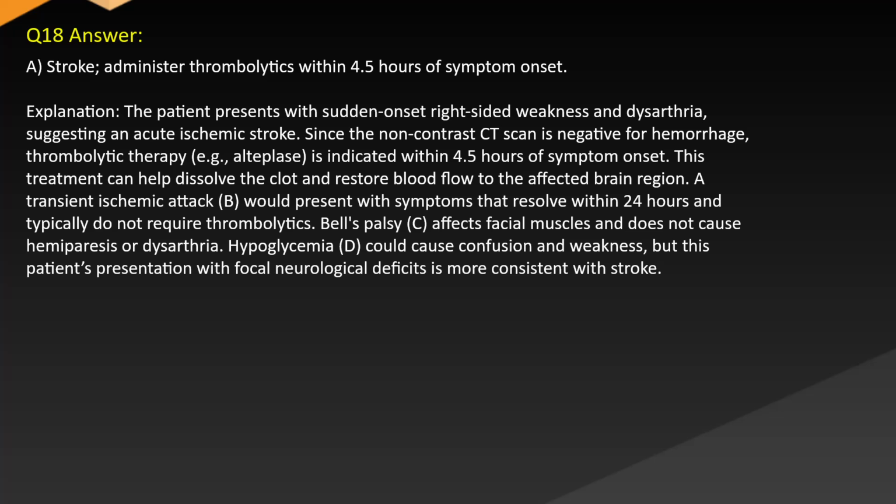A transient ischemic attack, B, would present with symptoms that resolve within 24 hours and typically do not require thrombolytics. Bell's palsy, C, affects facial muscles and does not cause hemiparesis or dysarthria. Hypoglycemia, D, could cause confusion and weakness. This patient's presentation with focal neurological deficits is more consistent with stroke.